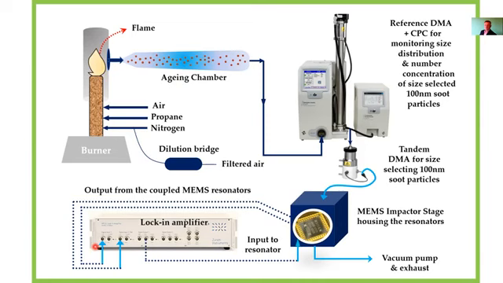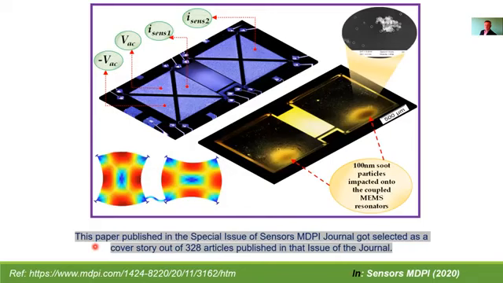I should mention that the results obtained from this experiment also got published in the special issue of the journal Sensors and got selected as a cover story out of 328 articles published in that issue of the journal. So these are the soot particles that are deposited onto the sensitive points of the resonator when they are operating at their Lame mode. For the Lame mode, the red points over here are the sensitive points. So the aim of this experiment was to generate 100 nanometer size soot particles and test the sensitivity of the MEMS resonators to the generated particles.